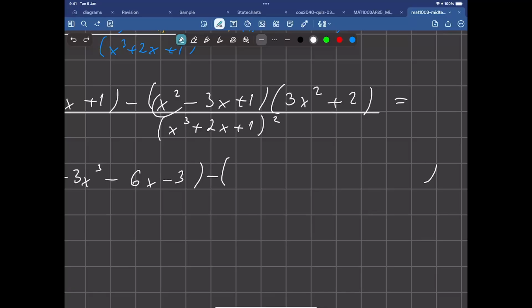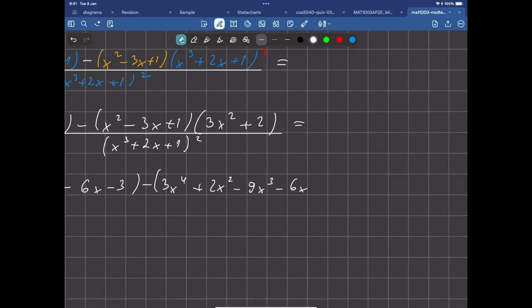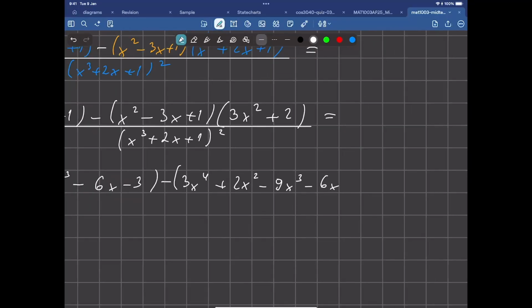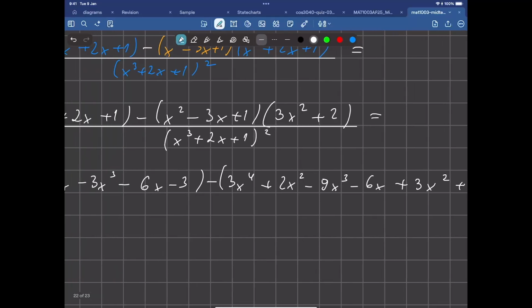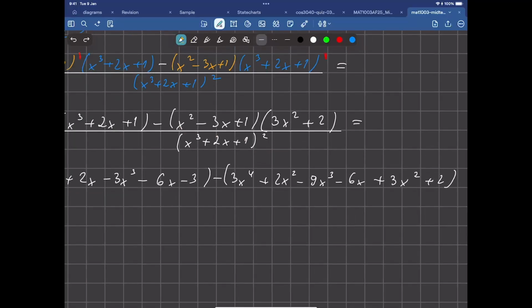So I'm going to have these two first. So that's going to be 3x to the fourth plus 2x cubed minus 9x cubed minus 6x. I'm not gonna keep circling, but I trust you that you know how to do this. So minus 6x plus 3x squared plus 2. Once again, everything I'm doing here is just expanding the brackets, right? That's what I'm doing. There's no calculus here, don't worry about it.